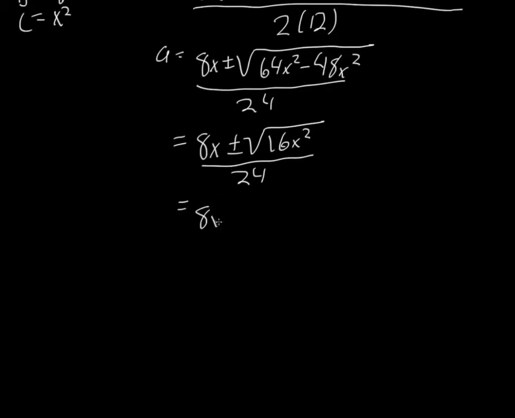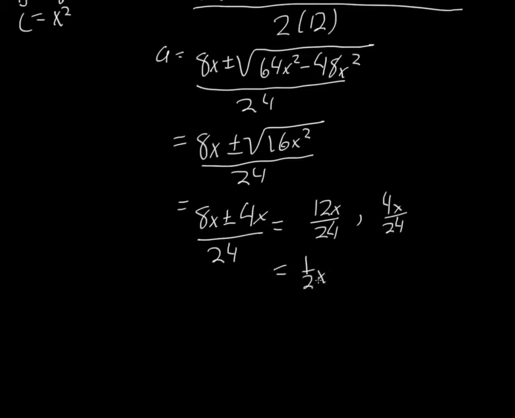Which is 8x plus or minus 4x over 24, which is going to equal 12x over 24 or 4x over 24. That simplifies down to 1/2 x or 1/6 x for a final answer. Notice that this problem has two solutions. One is going to be a minimum, and one is going to be a maximum.